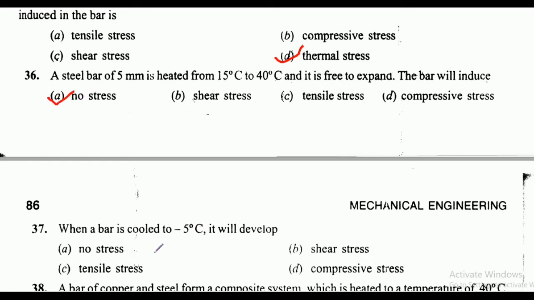Next is when a bar is cooled to -5 degrees Celsius, it will develop no stress, shear stress, tensile stress, compressive stress. So here friends, correct answer is option C, that is tensile stress.